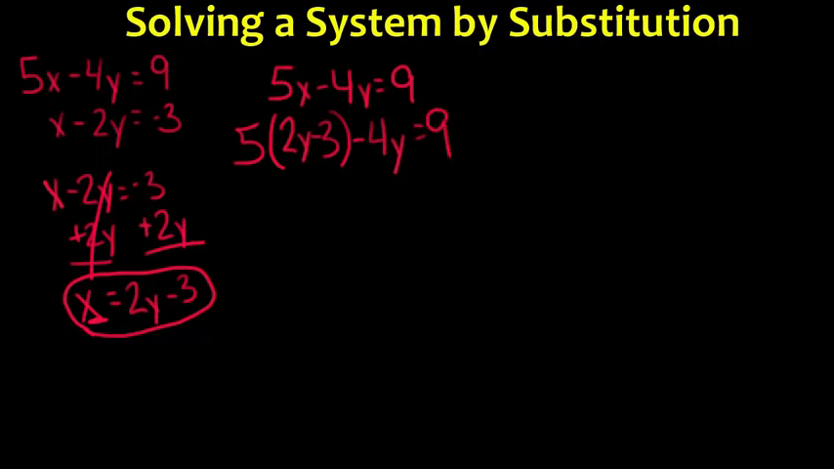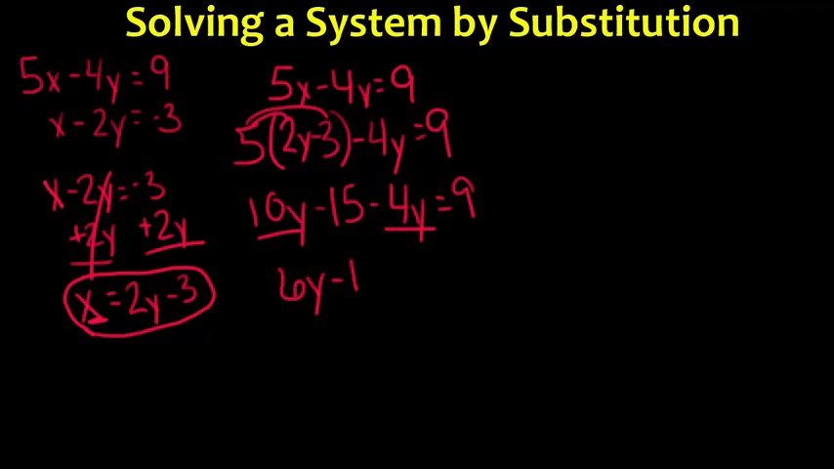So we have 5 times 2 is 10y minus, so now we're distributing, 5 times negative 3 is negative 15. And then we still have this 4y over here, so we'll just add that to the equation, is equal to 9. So we want to combine like terms. 10y minus 4y is going to give us 6y minus 15 is equal to 9.